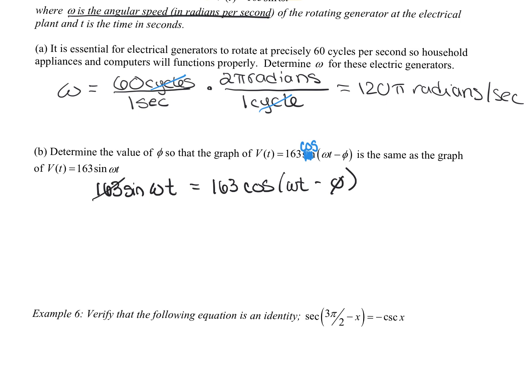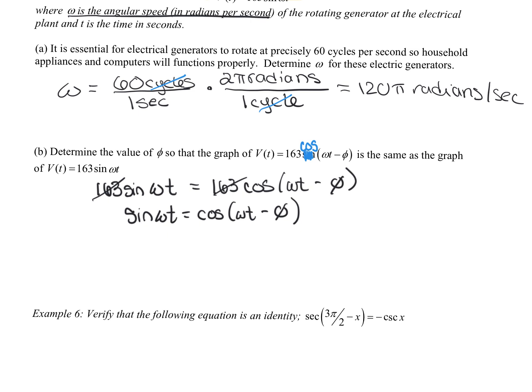So first of all, I can divide the 163 across both sides and be done with that. So now I have cosine of, no, I just changed the cosine to a sine. I'm sorry, I'm trying again. I have sine of omega t equals cosine of omega t minus phi. So a little deductive reasoning, I would venture to say that phi has to be pi over 2. But let's mathematically prove that by using our co-function formulas.